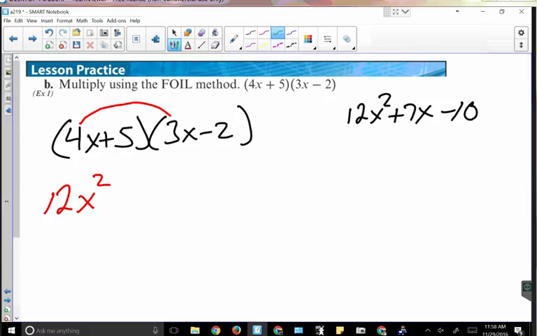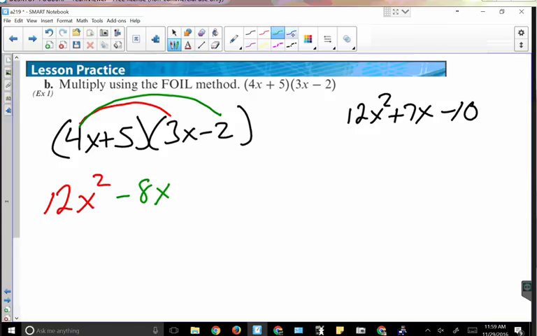Now the next ones we've got are on the outside. So I take the outside terms in each parentheses. So this gets multiplied by that. So 4x times a negative 2. Well, that's going to give me a negative 8. And I still have an x, so it's going to be negative 8x.